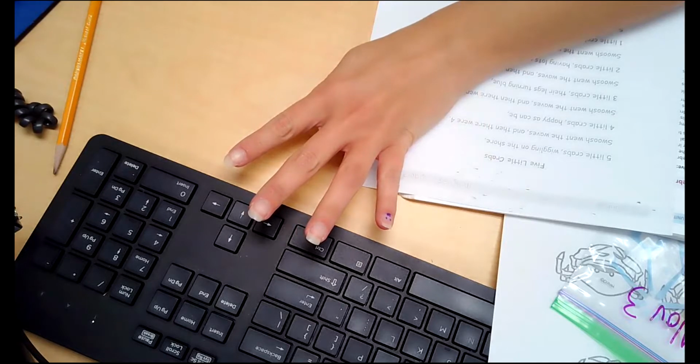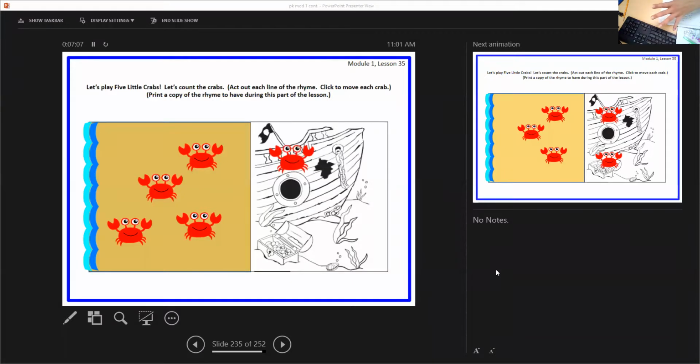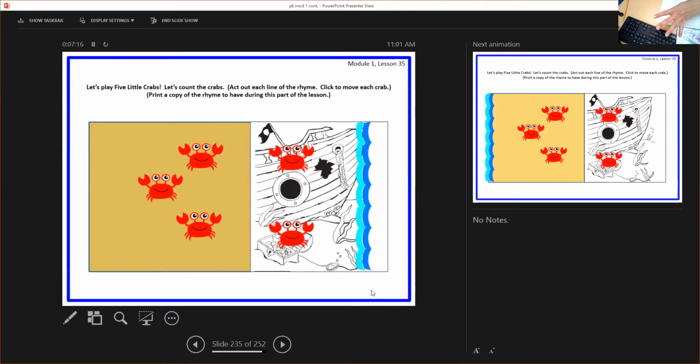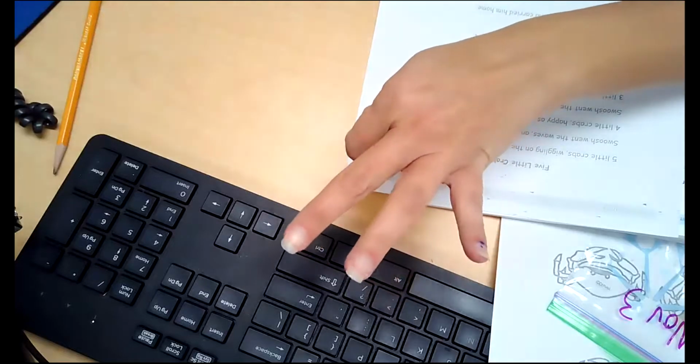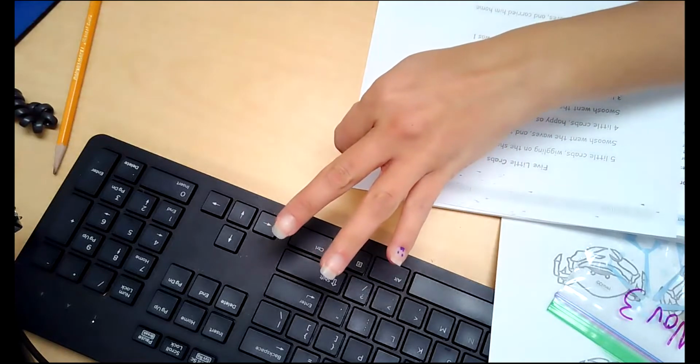Let's go back. So 4 little crabs, happy as can be. Swish went the waves. And then there were how many? Show it with your hand. So if you had 4 and you take one away, now there are 3. Going back.